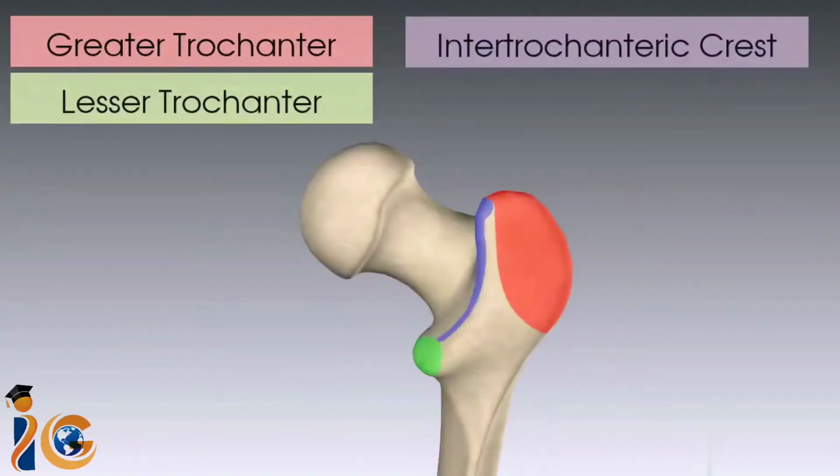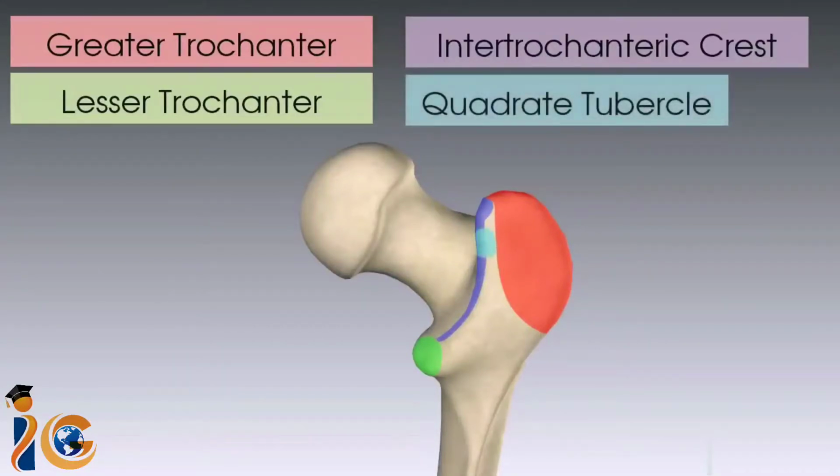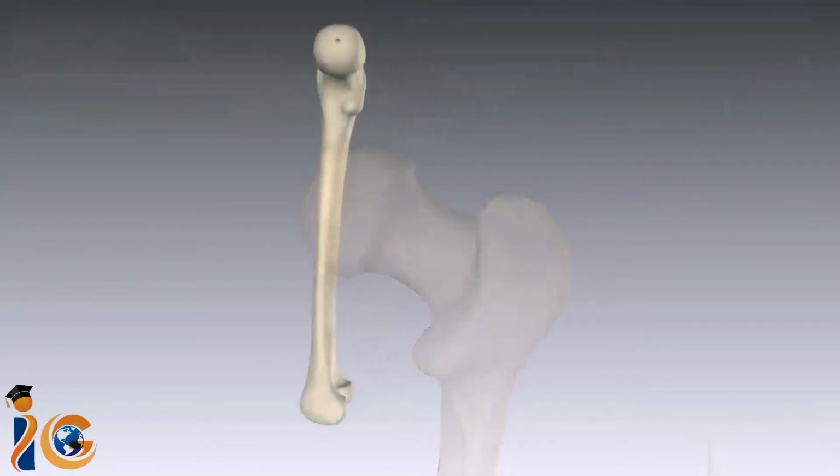And finally, the only other thing which isn't really shown very well at all on this model is the quadrate tubercle. So two thirds of the way up the trochanteric crest, there is this small bump, and that's for the quadratus femoris, which is just a small lateral rotator of your hip. So that's the only real things that you want to notice on the proximal aspect of the femur.